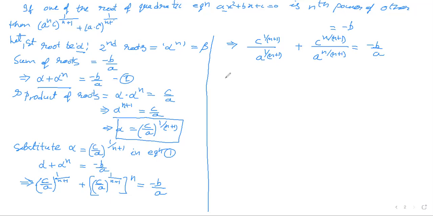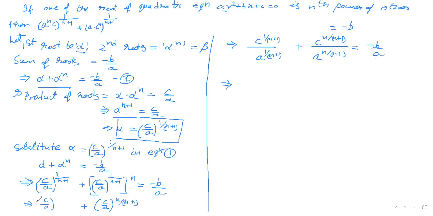Yes. Understood, this one? When it is c by a whole to the power 1 upon n plus 1. One step, this one. In this, first we multiply the powers. That's why it becomes n upon n plus 1. Understood?